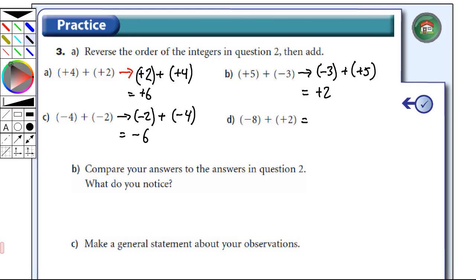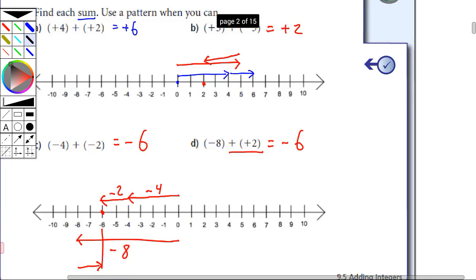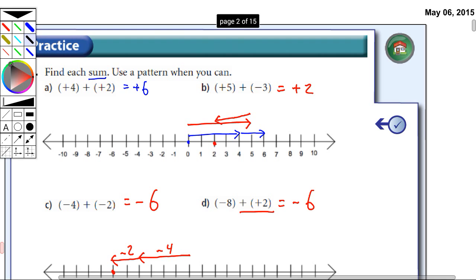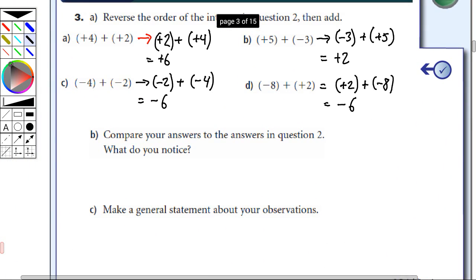And then for D, we would rewrite it as positive 2 plus negative 8. So we'll start 2 to the right of the 0, then we'll go to the left 8, which will end up at minus 6. So if we compare the numbers, we have positive 6, positive 2, minus 6, minus 6. Let's see if we got that here. Yeah, so positive 6, positive 2, minus 6, minus 6. We have the same answers. So it says compare your answers to the answers. Well, we notice the answers are the same.